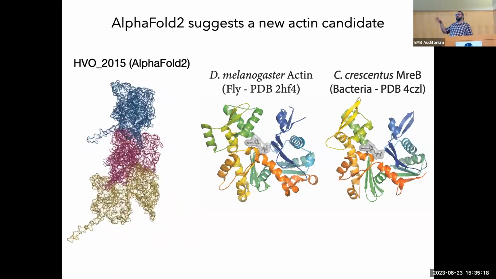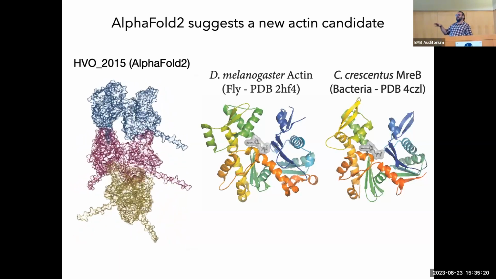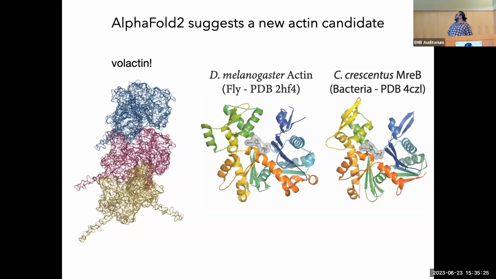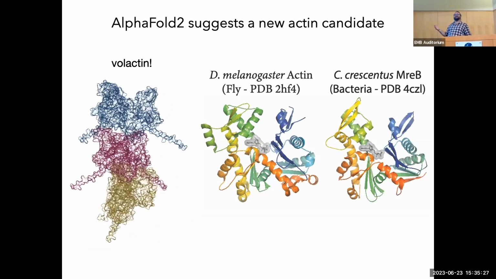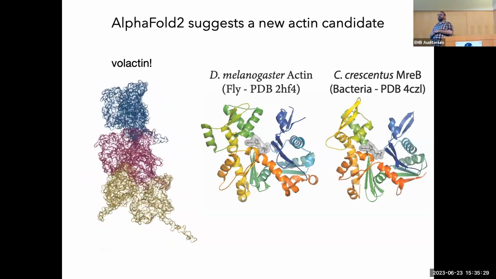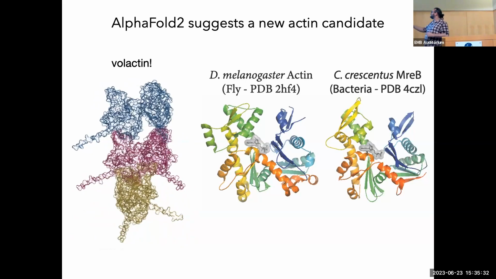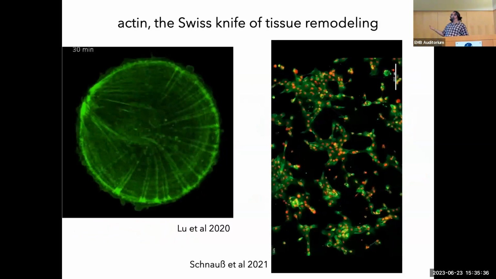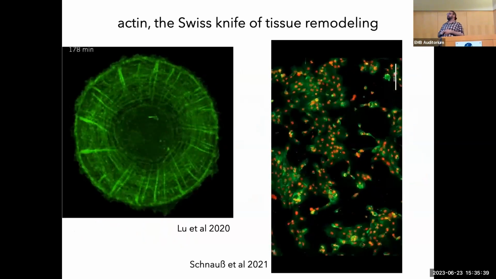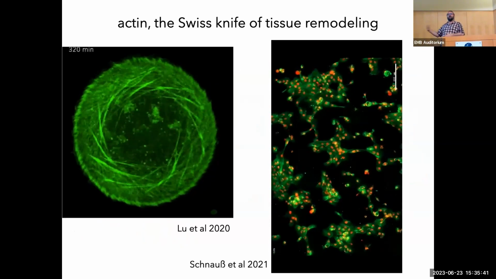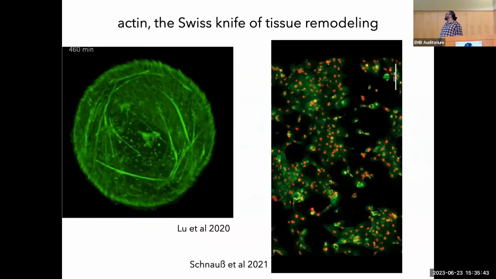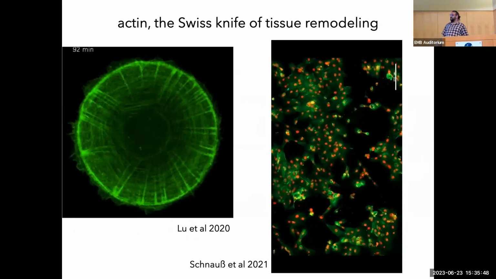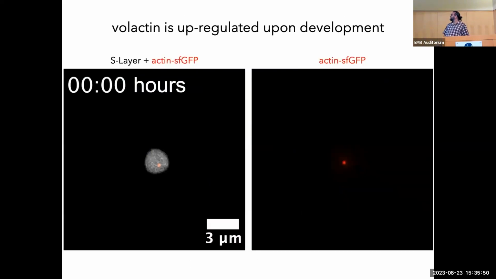So we made a native GFP fusion. We tagged the endogenous gene under the native promoter. And then we named this volactin because of the organism that we're working with, the organism called Haloferax volcani. So we call this actin volactin. So I don't need to tell you why actin is exciting for us, because actin can do a lot of things and remodel cells and remodel tissue. So because this is being upregulated in tissues, we wanted to see the function of this actin.